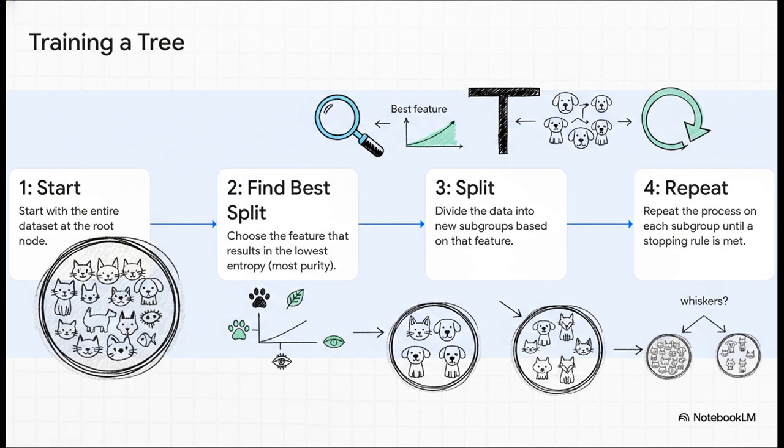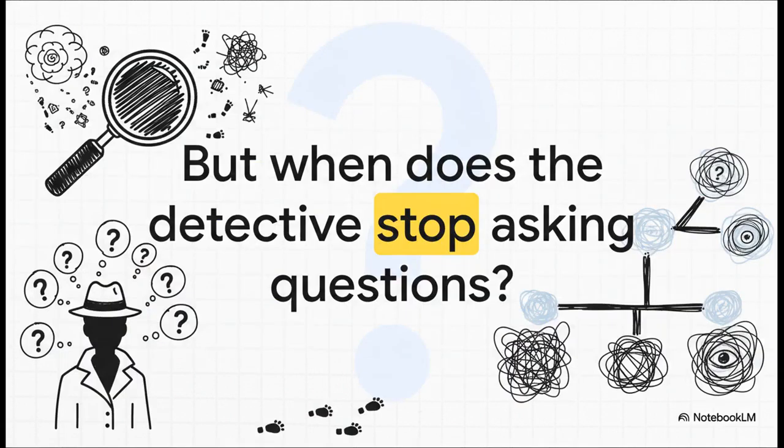You start with the whole group. You find the best split, the one that lowers entropy the most. You make that split. Then you just repeat the exact same process on each new subgroup, asking, okay, for this group, what's the next best question? You just keep splitting again and again until the case is solved. Now, this brings up a really critical point. A detective who asks too many questions, who focuses on every tiny, irrelevant detail, might start seeing patterns that aren't really there. They can overthink the evidence. The exact same thing is true for a decision tree.